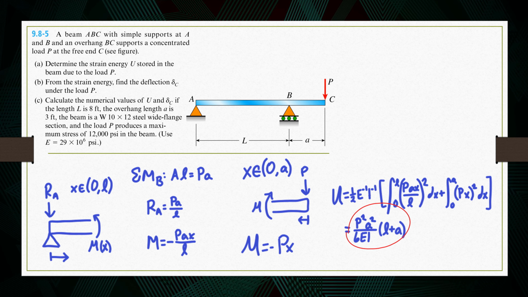From the strain energy, find the deflection under that load. So we have our same equation that we were using before, and it really is as simple as it looks. We have our exact same equation, but we're multiplying by 2 and dividing by P. That easy. Calculate the numerical value of our strain energy and our delta at C with the following numerical values.